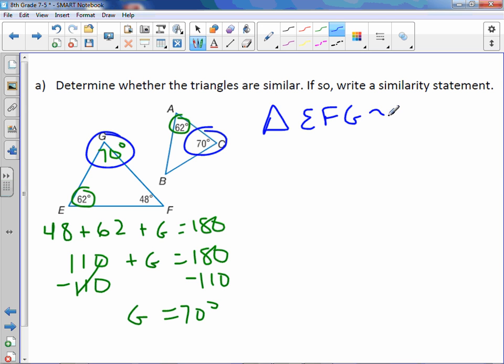The symbol for similar is a tilde. Triangle. So I went E to F to G. 62 to 48 to 70. So 62, this must be 48 to 70. So triangle ABC is how we write it.